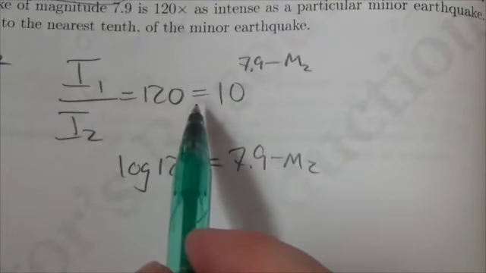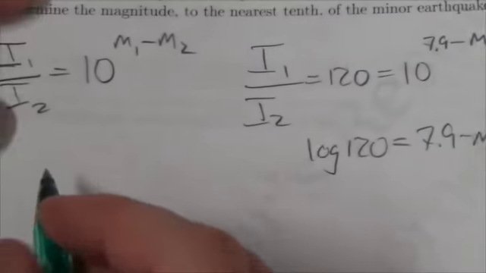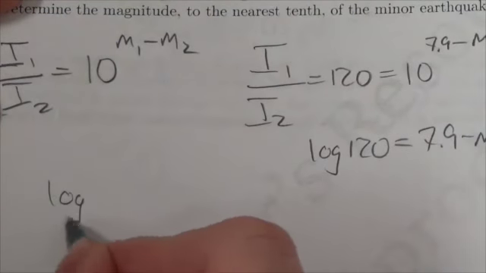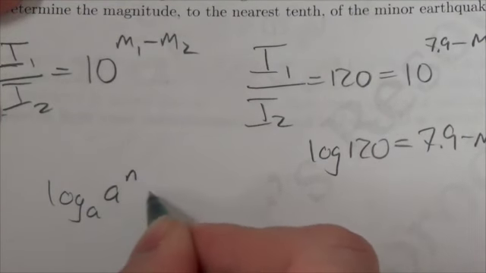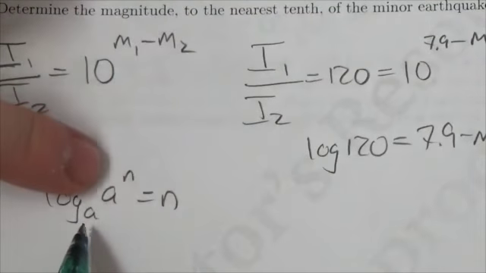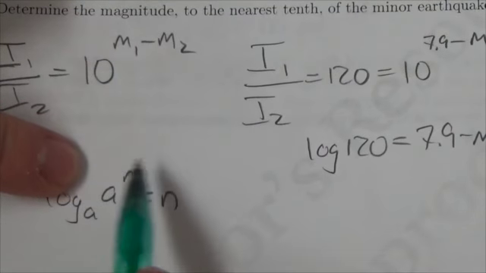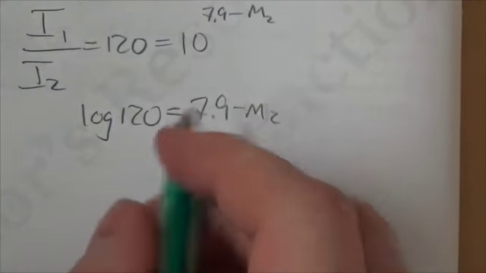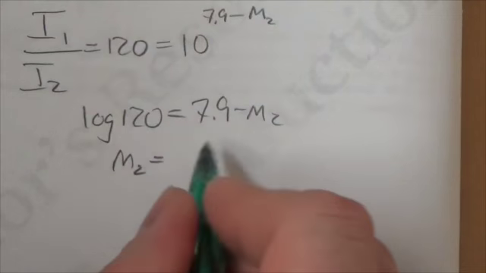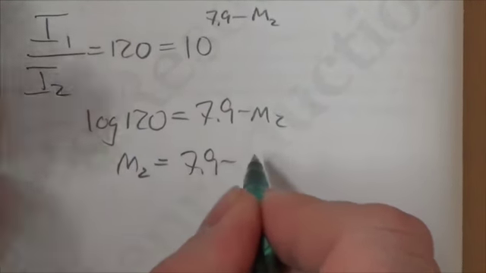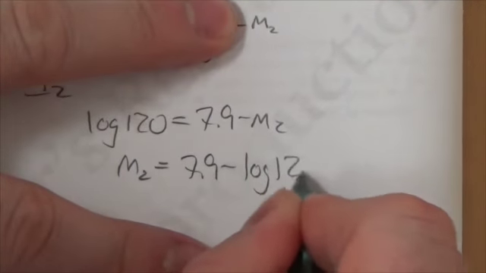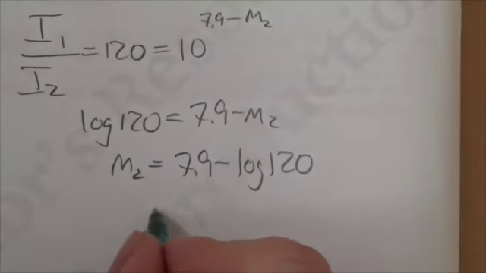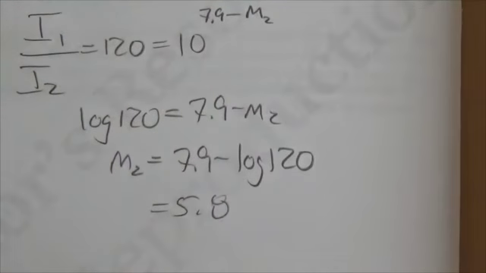Okay, so basically just remember this over here if you need to think of it like this. The log base a of a to the n is equal to n. As soon as the bases are the same, those things essentially cancel if you want to think of it that way, and you get the n there. So now what I would do is I would bring the magnitude over to the left-hand side, bring the log of 120 over to the right-hand side, and the answer that you get here is 5.8.